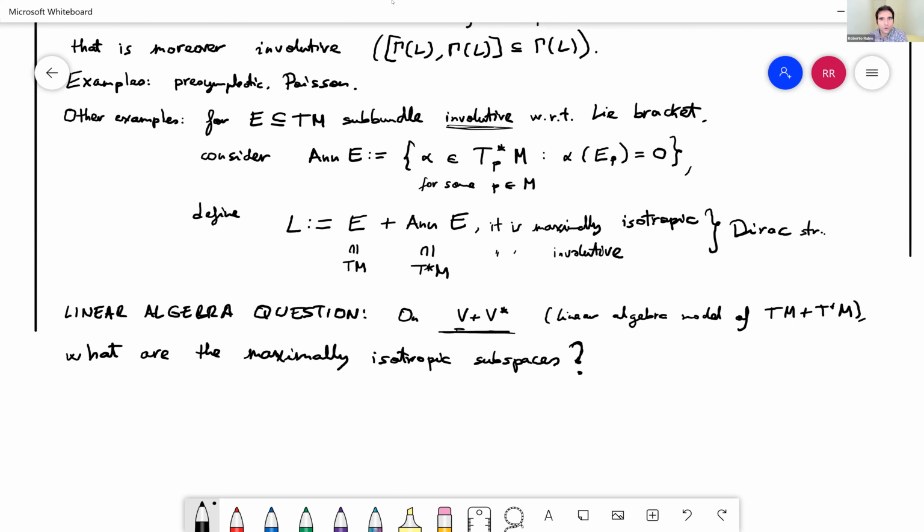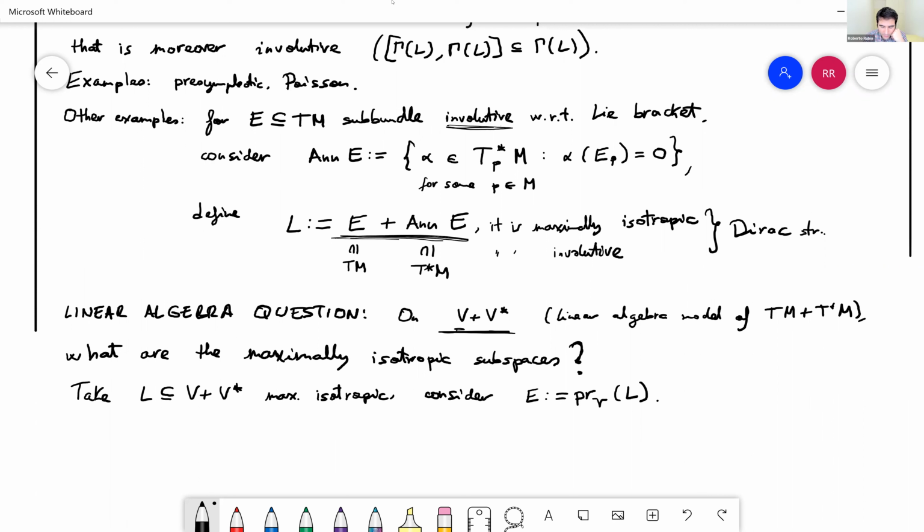In case anyone wants to try today before tomorrow, let me say how I will start. You take something which is maximally isotropic L, and the idea is to consider the projection to V of this thing. Because one example we had was pre-symplectic structures, which were graphs of a form taking vectors to one-forms. What I'm asking now is what you can do if you try to see any Dirac structure as a graph. As we see here, it's not a graph, because for every element I have the whole annihilator, but still perhaps it's a graph where for each vector I tell you all the possible one-forms.